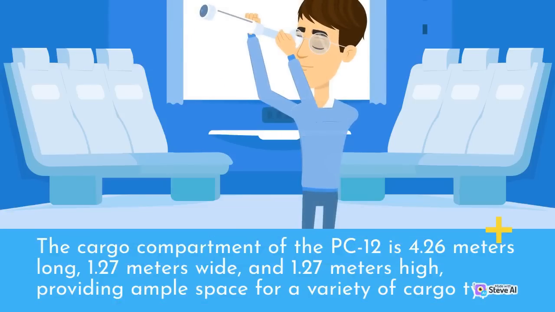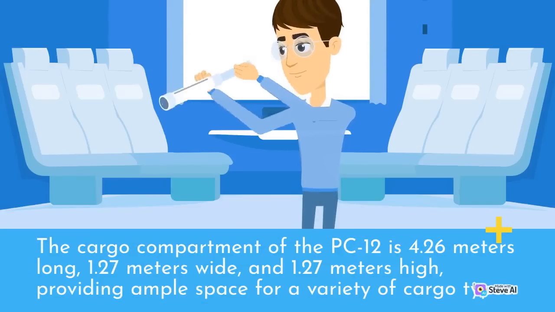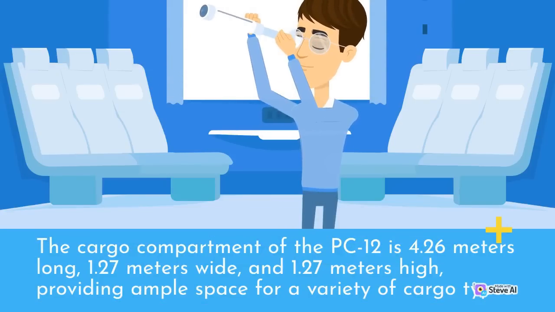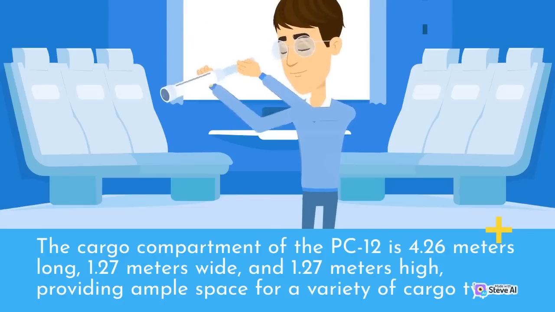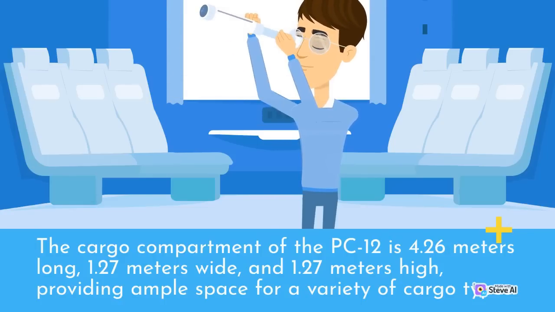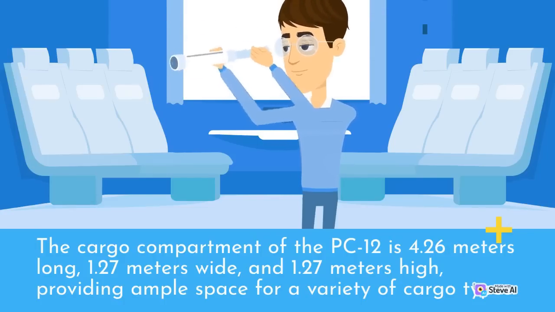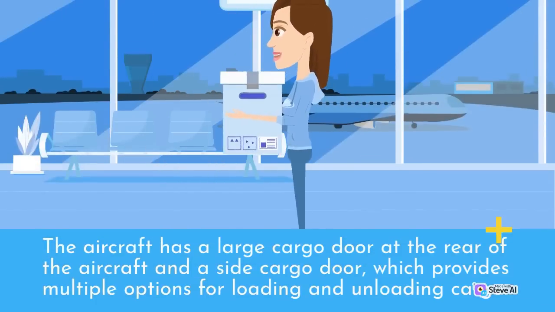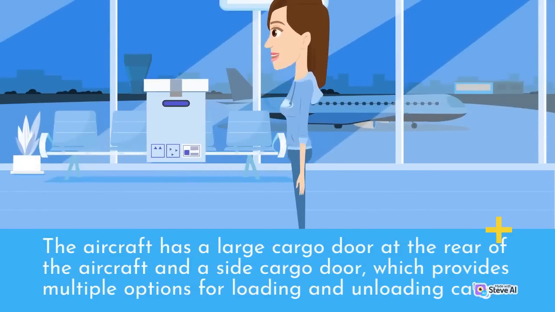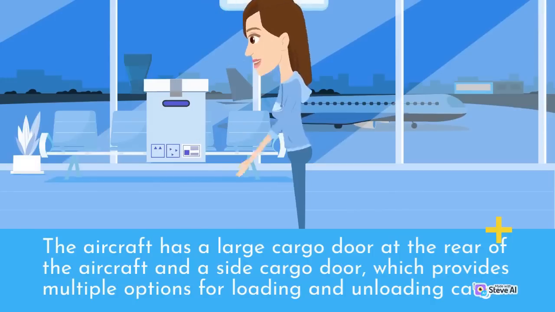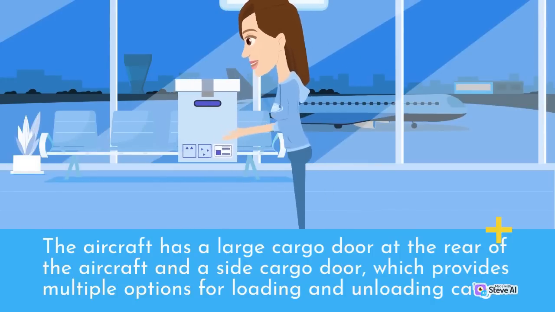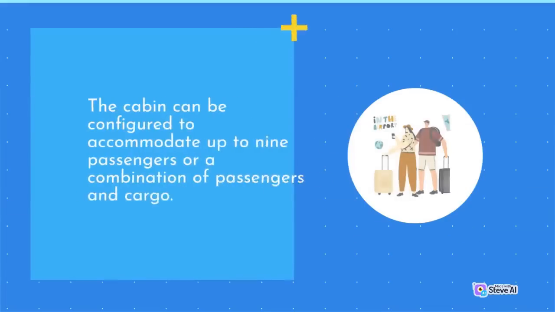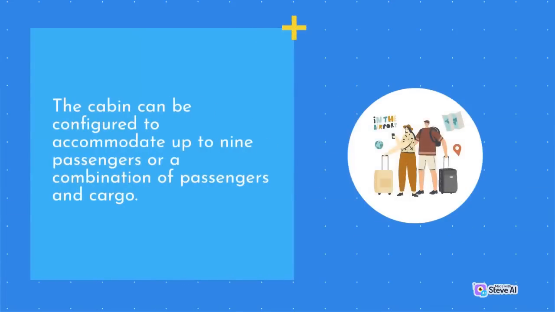The cargo compartment of the PC-12 is 4.26 meters long, 1.27 meters wide, and 1.27 meters high, providing ample space for a variety of cargo types. The aircraft has a large cargo door at the rear and a side cargo door, which provides multiple options for loading and unloading cargo. The cabin can be configured to accommodate up to 9 passengers or a combination of passengers and cargo.